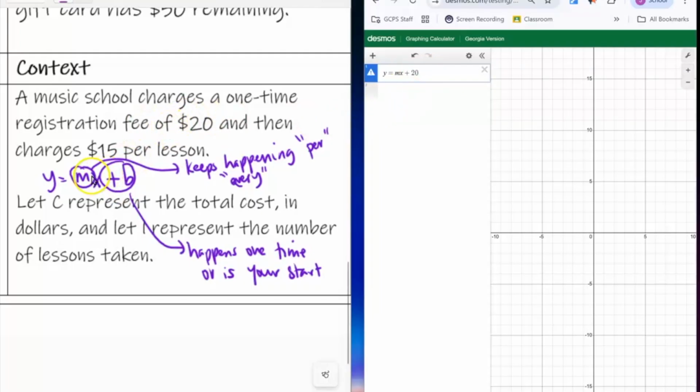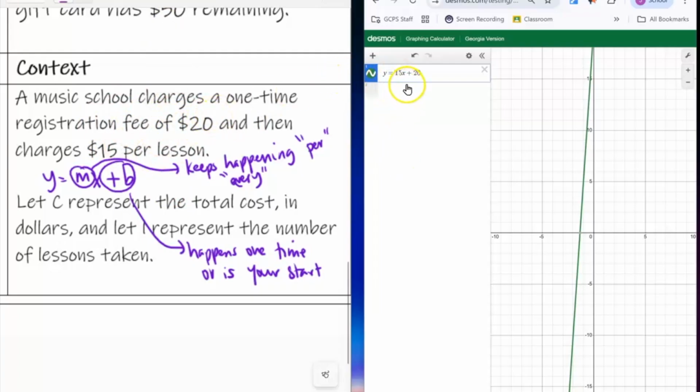To find my slope, it's what keeps happening, and then charges $15 per lesson. So lesson 1, $15. Lesson 2, $15. Lesson 3, an additional $15. Lesson 4, an additional $15. Lesson 5, an additional $15. And this word per means it keeps happening. So that's my rate of change. That is my slope. Now you just need to ask yourself, is it positive 15 or negative 15? Does this 15 make the total go up or go down? If I'm charging 20 and then I keep charging more, it makes it go up, so that's positive.